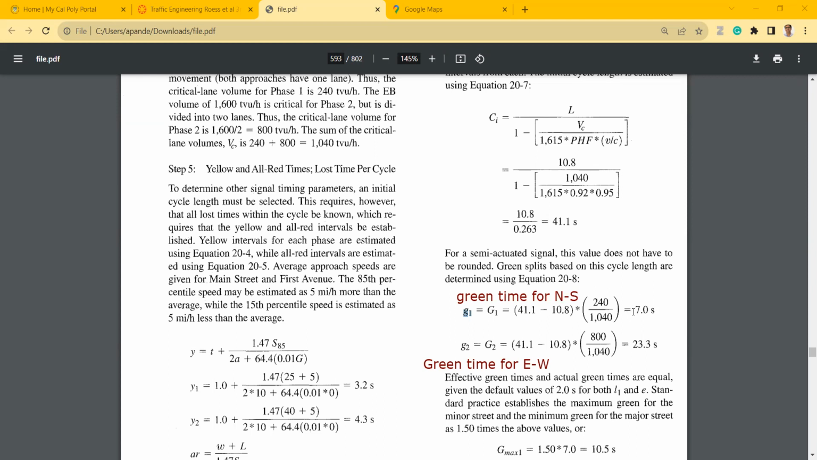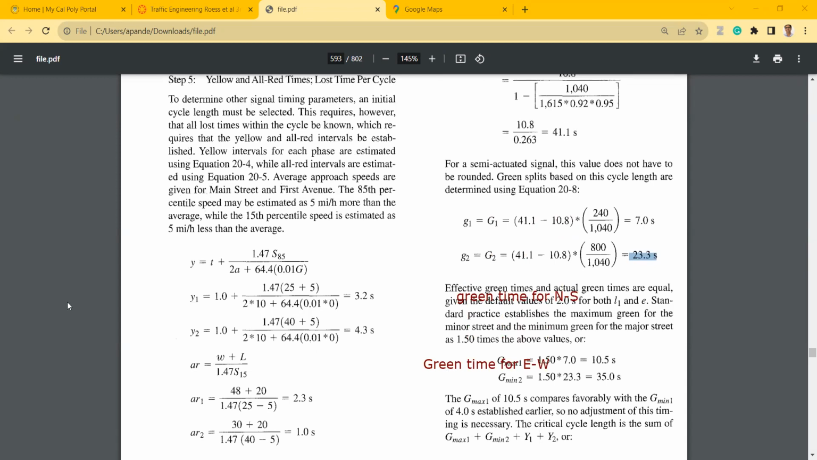So you're providing 7 seconds of green time on the north-south approach. And then on the east-west approach, you're providing 23.3 seconds. So that should be your allocation. Now remember, here is another rule of thumb that comes in. This is very important to remember.